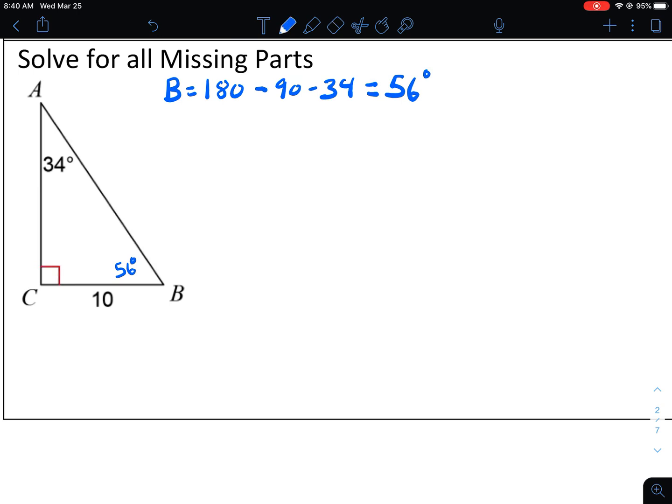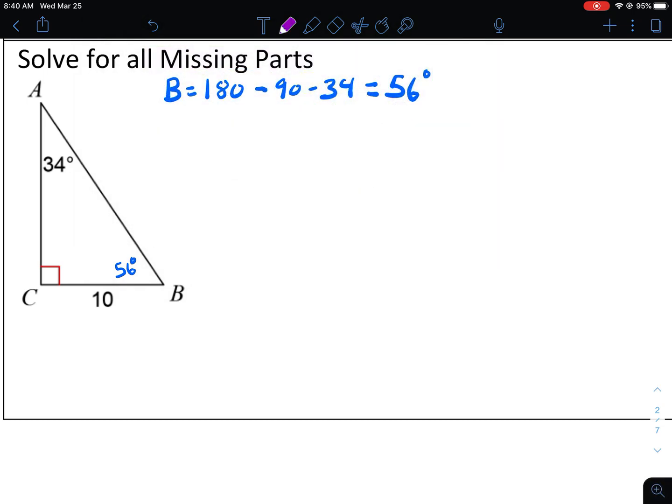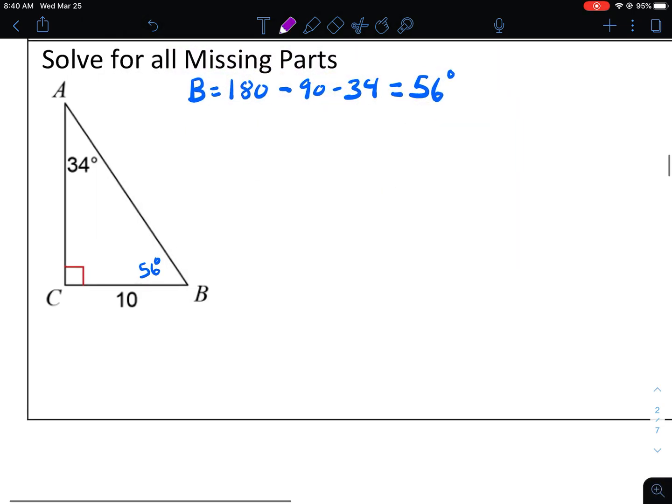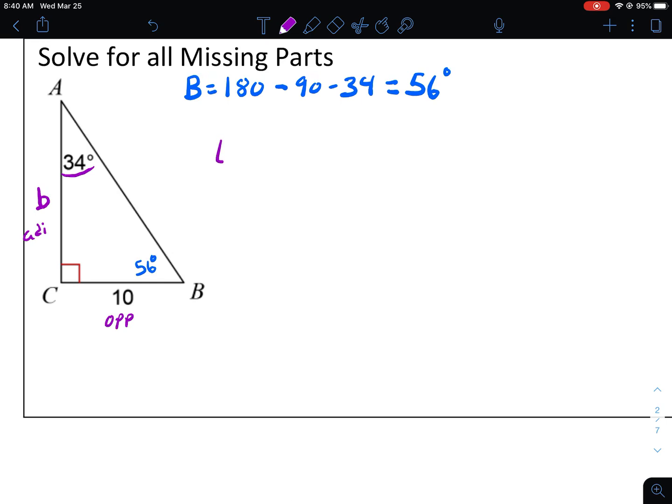So I have that. Now, I take a pick as to what I want to solve for next. It doesn't really matter. I'm going to say, let's solve for side B, which is the side across from angle B. And to do that, I'm going to use the 34 and the 10. So the 10 will be opposite, and the B would be adjacent, and I'm going to use tangent. So tangent of 34 degrees is equal to opposite 10 divided by B, and I'm going to solve for B.